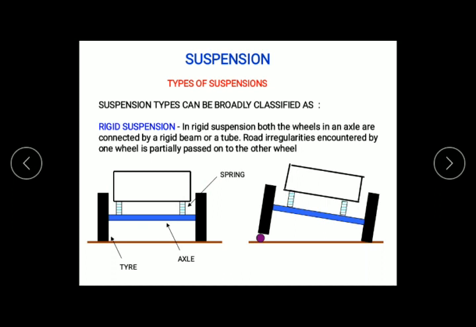As you can see in this case, on the other side of the wheel there is an irregularity which affects the other wheel's position in the suspension. So this is the rigid suspension, in which both wheels are connected to the rigid frame or tube.